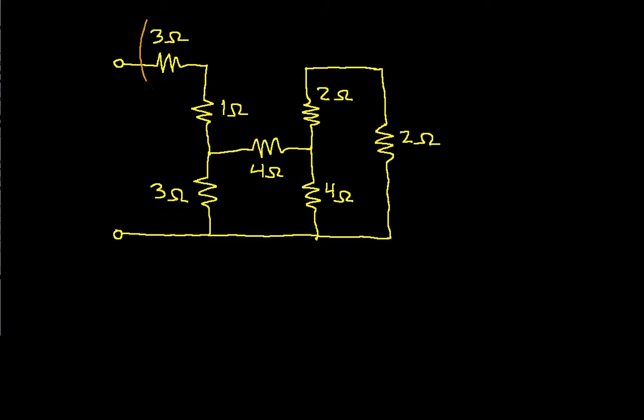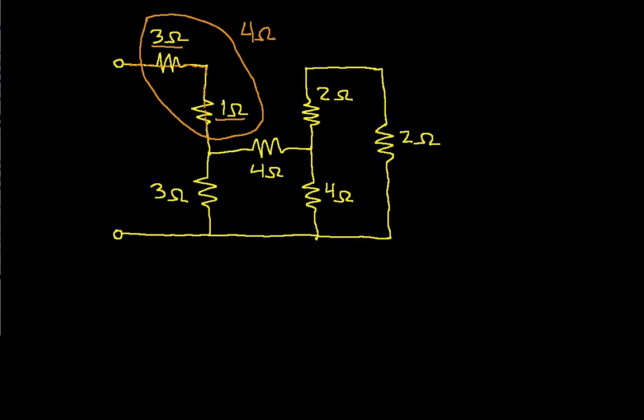If you look carefully, the 3 ohm and the 1 ohm resistor are in series. You can tell they're in series because any current that goes through the 3 ohm resistor must go through the 1 ohm resistor. There's no other place for that current to go. So these two resistors are in series. We know that the equivalent resistance of two resistors in series is just the sum of their resistances. So we can say that the equivalent resistance of this is going to be 4 ohms. Again, that's the sum of 3 ohms and 1 ohm.